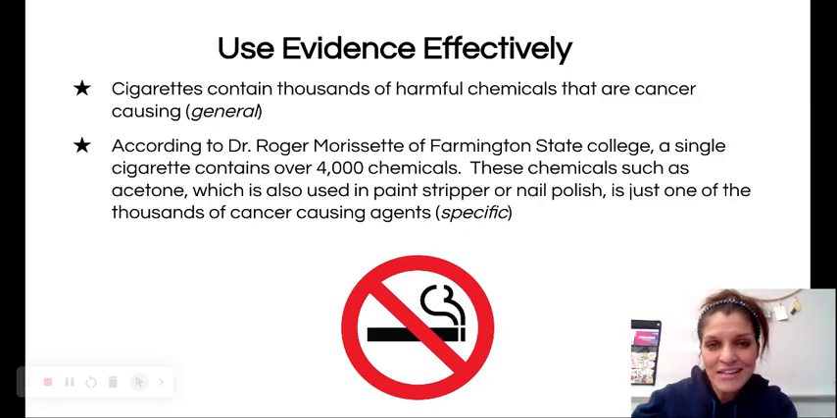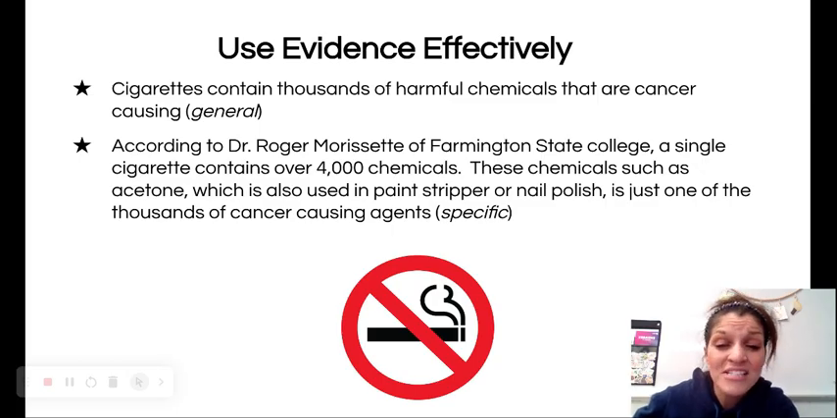So often if we get an assignment, we might go straight to Google and just find or skim for the first thing that pops up for the fastest information. But when you're persuading someone, for example, if you're persuading people to stop smoking, just saying that cigarettes contain thousands of harmful chemicals, we all know that. We've been taught that since we were very, very little.